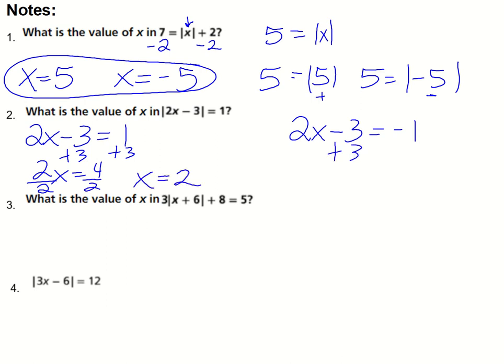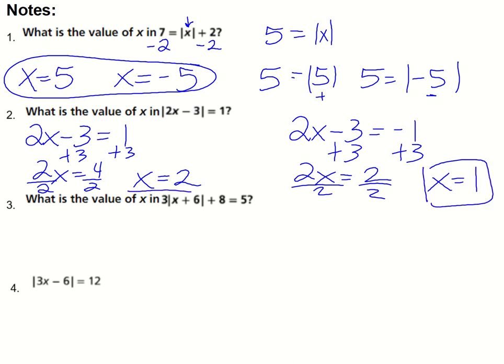I'll do the same thing to this equation. I'll get 2x equals 2 this time. I'll still divide by 2. And now we'll say x is equal to 1. So these are our two answers for this absolute value function.